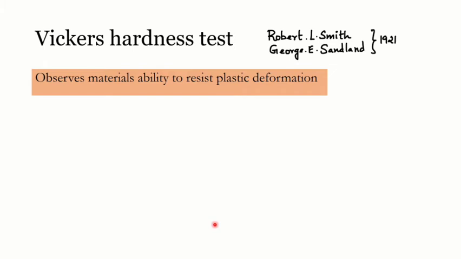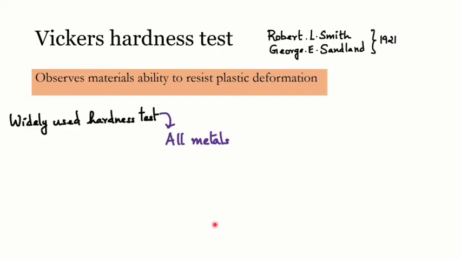Vickers hardness test observes the material's ability to resist plastic deformation, like how much strength is required to form that deformation. So this was described by Robert L. Smith and George E. Sandland in the year 1921. So now it can be used on all metals and is a widely used hardness test.